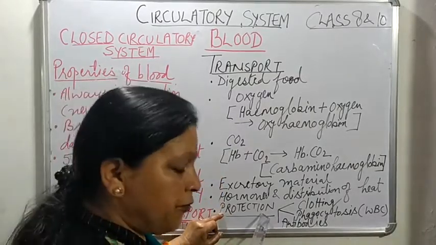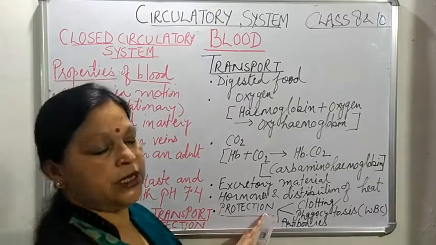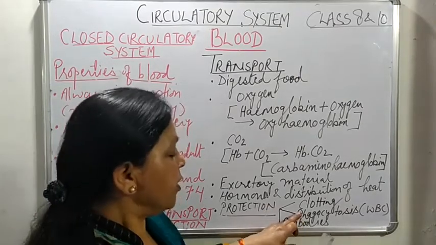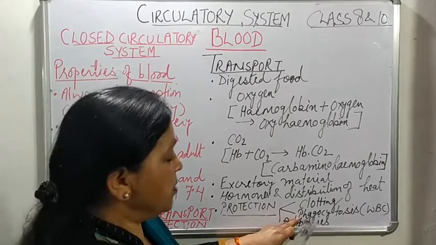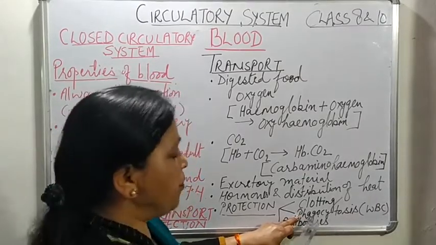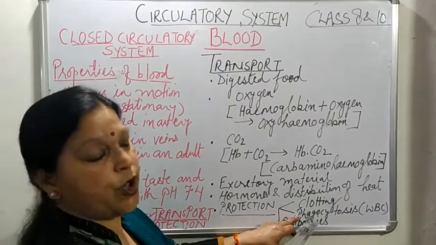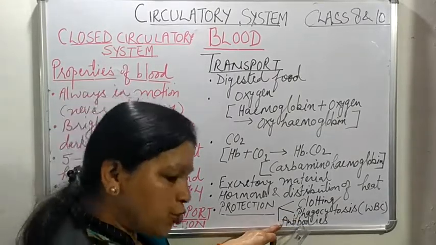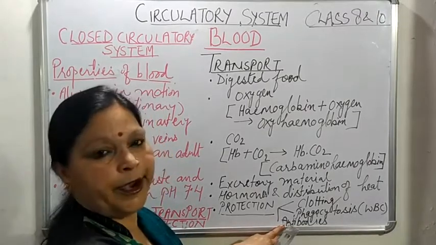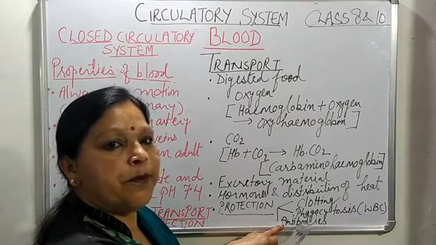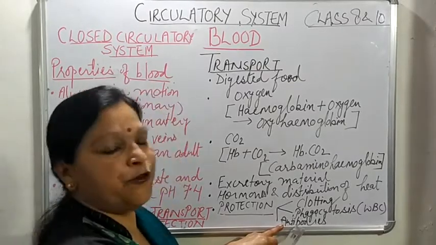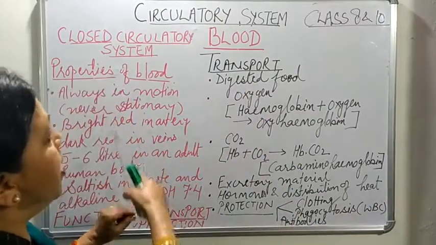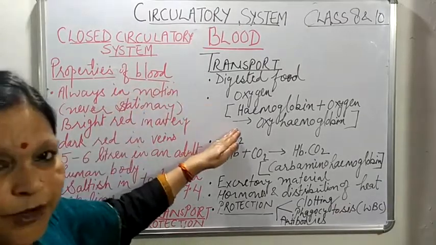Another function in protection is by WBCs. Whenever there is entry of germs inside our body, these WBCs become active and they will eat these germs by the process of phagocytosis. In this way, by eating the germs, they will be protecting the body against germs. And some WBCs also form antibodies. These antibodies will make the germs less effective, and by forming antitoxins also, they will be making germs less effective. So this is all about the properties of blood and the main functions of blood.